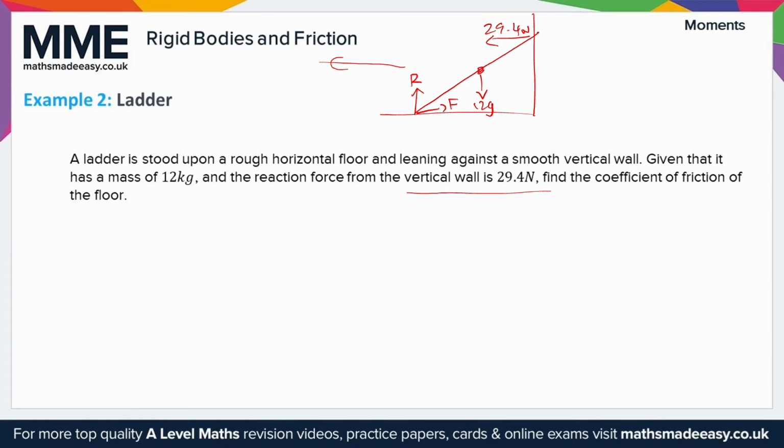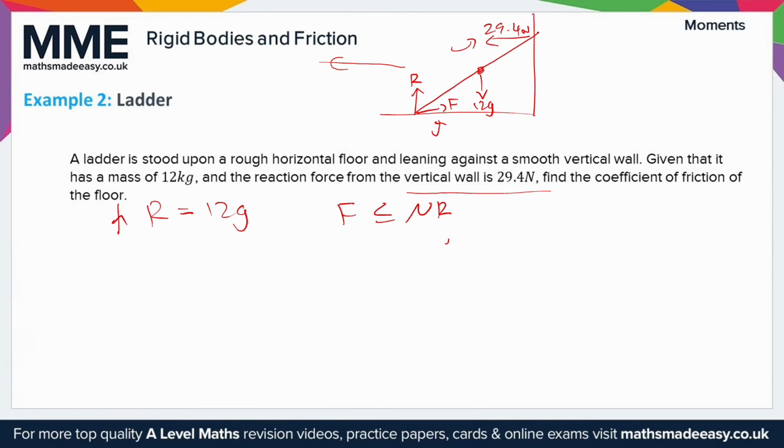Okay, so we can think vertically first of all. What forces have we got acting vertically? Well, we just got R and we have the ladder's weight. So straight away we can say R is 12g. So that's when we resolve vertically. Okay, what about horizontally? Well, we have F and we have this 29.4. What is F? F is less than or equal to mu R.